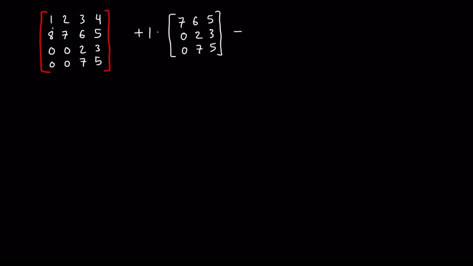Now let's focus on 8. So that's the coefficient, and 8 eliminates the first column and the second row. So these are going to be the matrix. So we have 8 times [2, 3, 4; 0, 2, 3; 0, 7, 5].